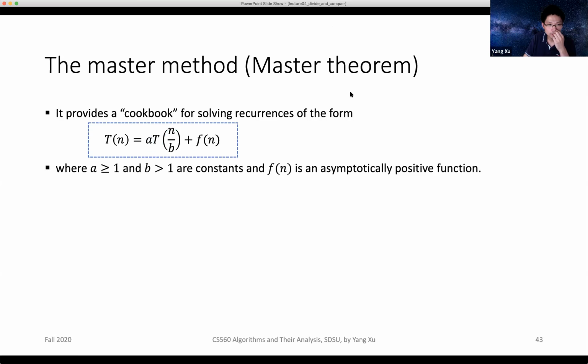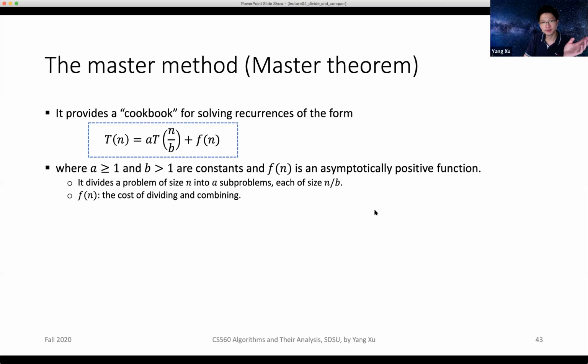Okay, and a and b are greater than 1. They are constants. And f of n is an asymptotically positive function. It means eventually it is a positive function. It doesn't have negative values. Okay, so this recurrence means that we divide a problem of size n into a subproblems, and each subproblem has a size of n over b. Okay, and the f of n is the cost of dividing and combining. Okay, so this is what the master theorem says.